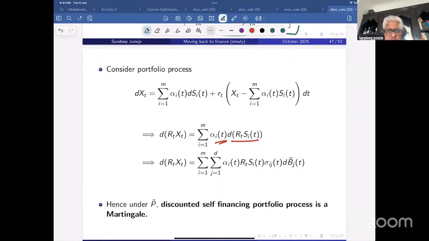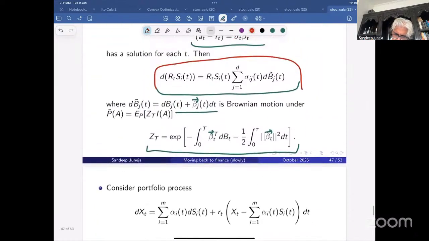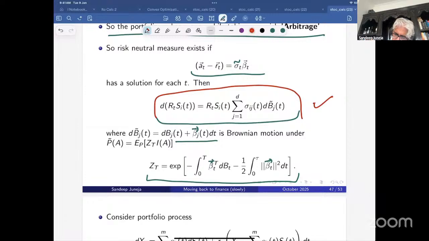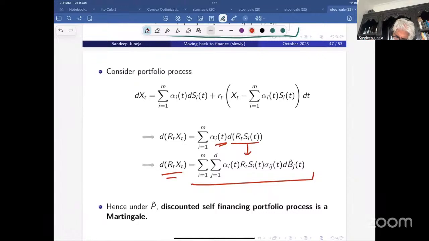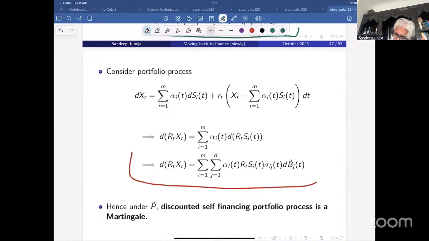I just want to see if I can say something interesting. I think this should be fine. So I've just plugged in this right here, and I get that my d(R_t X_t) is simply this stochastic integral. Remember, R_t S_t is given by the following formula. So I have now concluded that when the risk neutral measure exists, when those beta_t exist, when sigma_t is invertible, any self-financing portfolio process, when discounted, is a martingale, hence under P tilde.